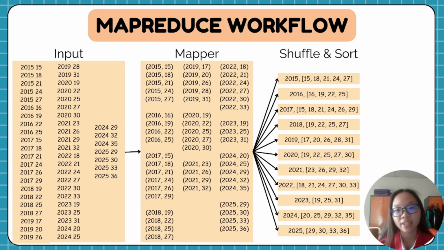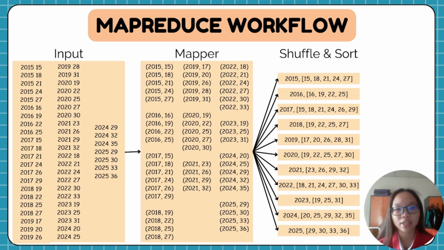Next is the mapper session. It will read each line of data record and then extract the data record into year and temperature as a key-value pair. The key is year and the value is temperature. So the output will become brackets, and inside the brackets are year, comma, temperature. Like the example: 2015, comma, 15, 2015, comma, 18.